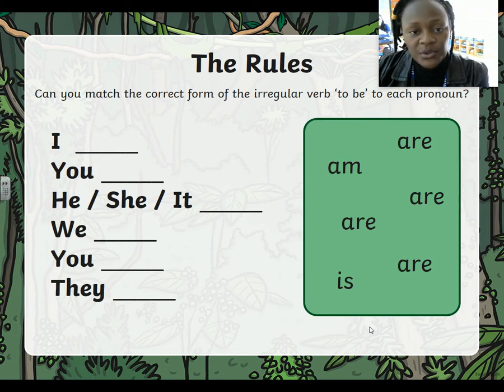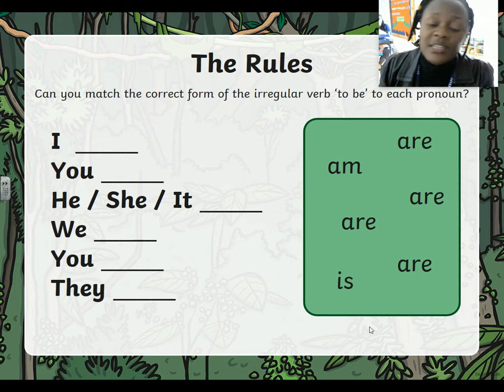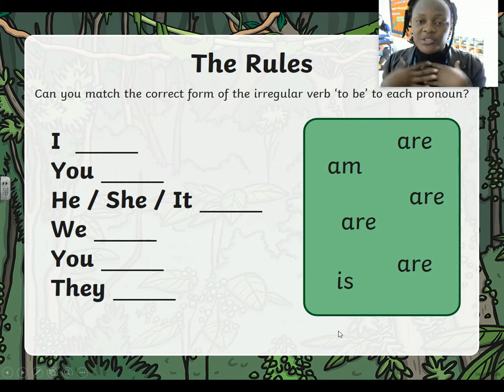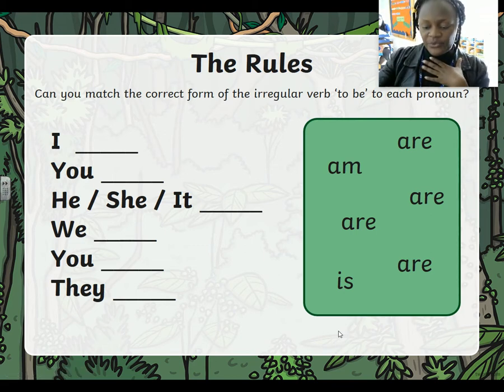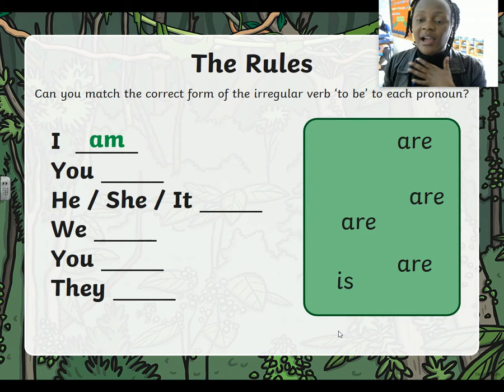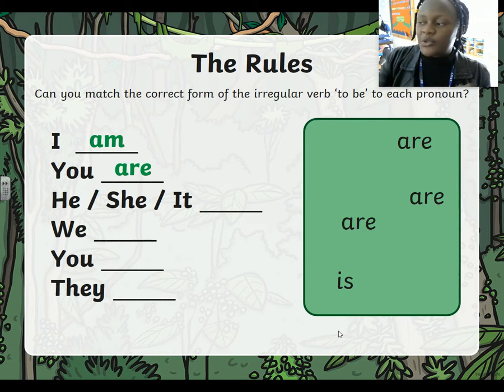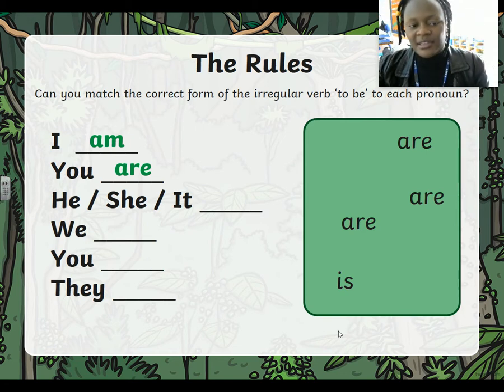Let's look at some of the rules of using s and es. When you're talking about yourself, when you start with I, you will follow it up with am. I am. What about when you're talking to someone else? You say you are. What about if you and your friend are talking about someone who's just passing by? You'll say he or she or it is.